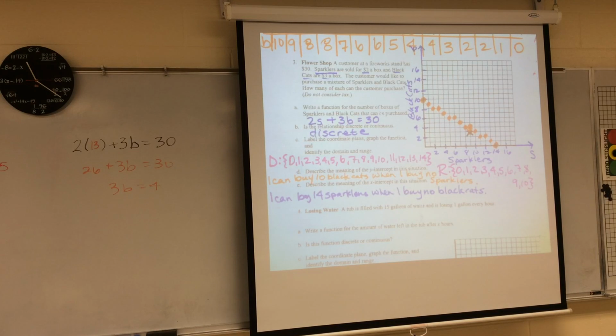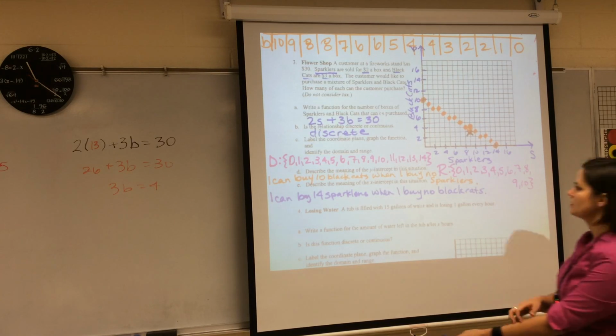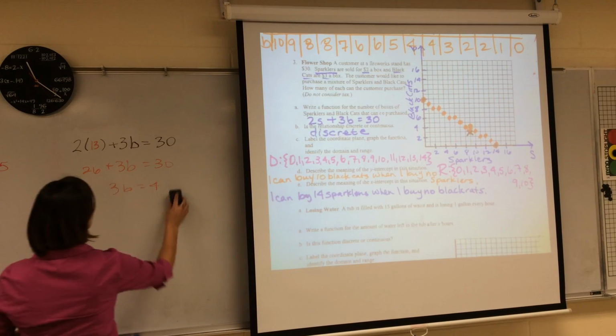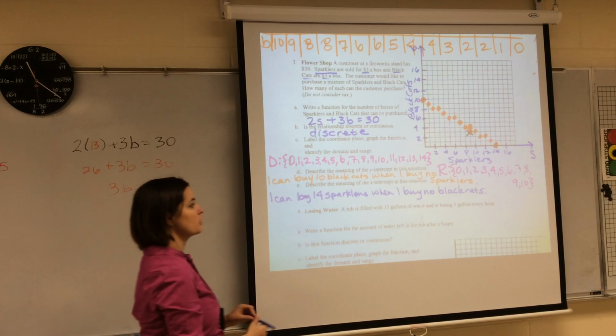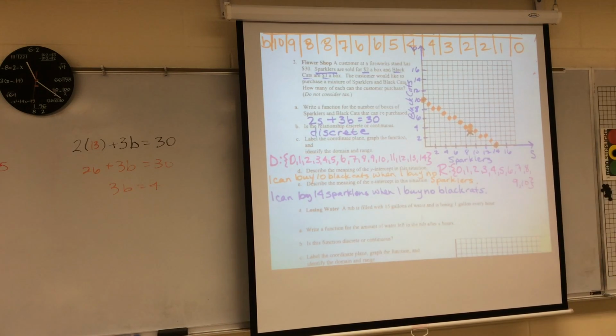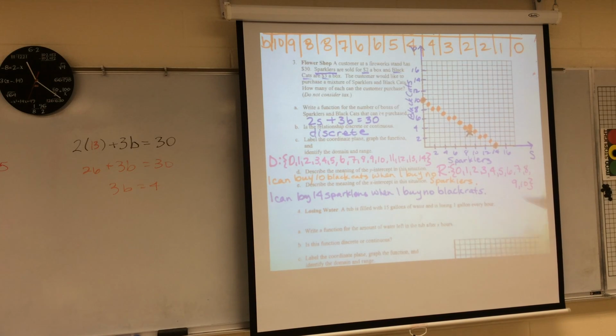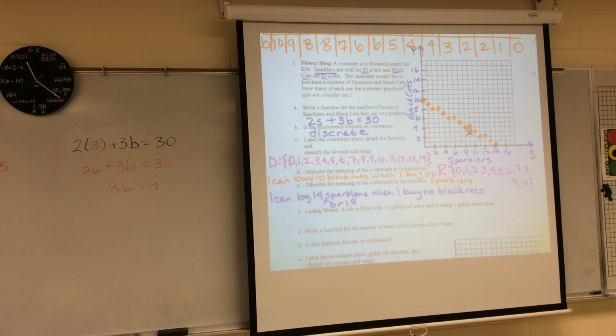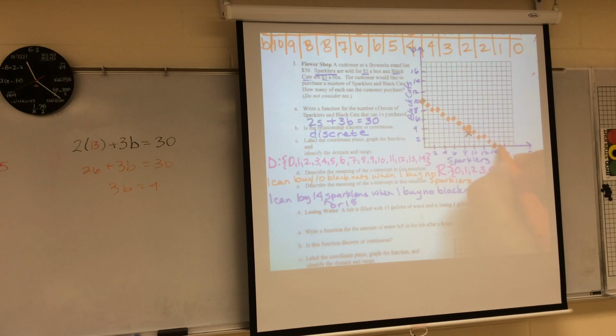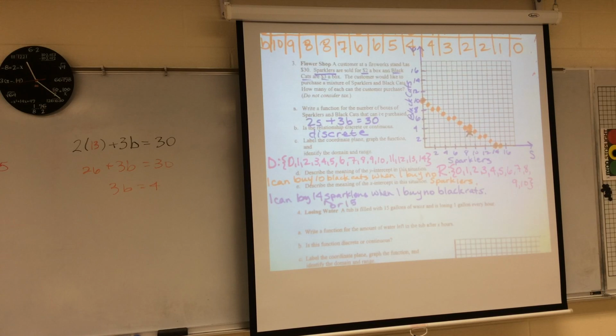The equation you're saying is that you're not going to buy any black cats on 3E. 15 times 2 is 30, and you have $30. Oh, we could. So we could buy 14 or 15 sparklers, right? So I can buy 14 or 15 sparklers when I buy no black cats. So here, I can add a point to my graph, couldn't I? I could add a point to my graph. Thank you for that, Daniel.